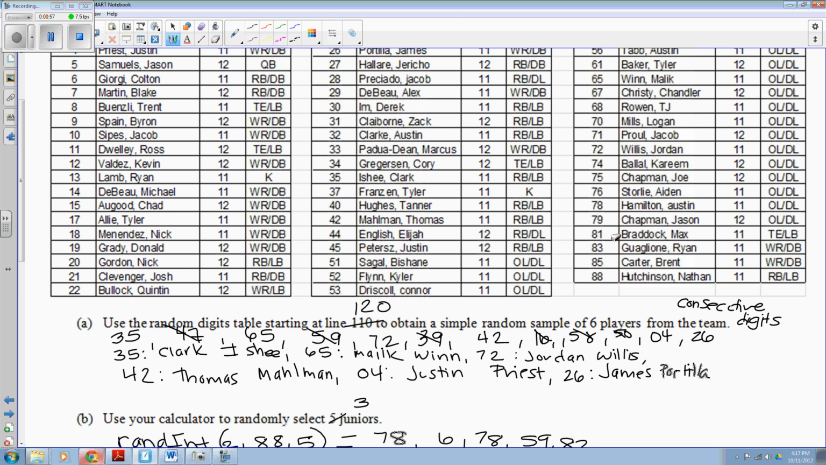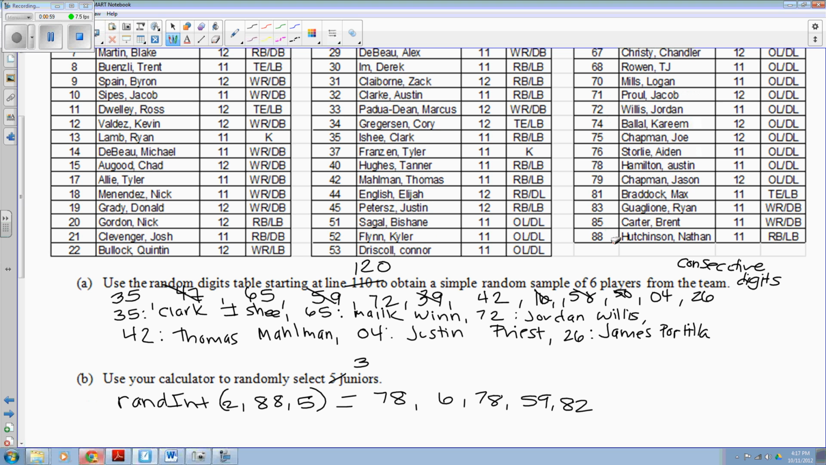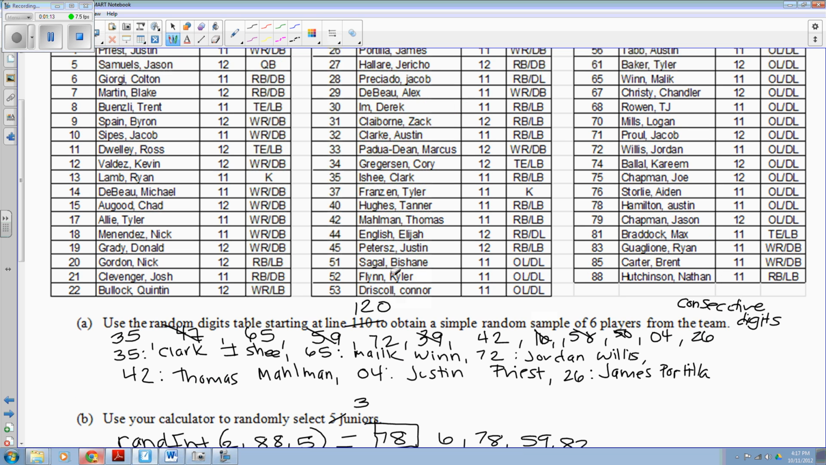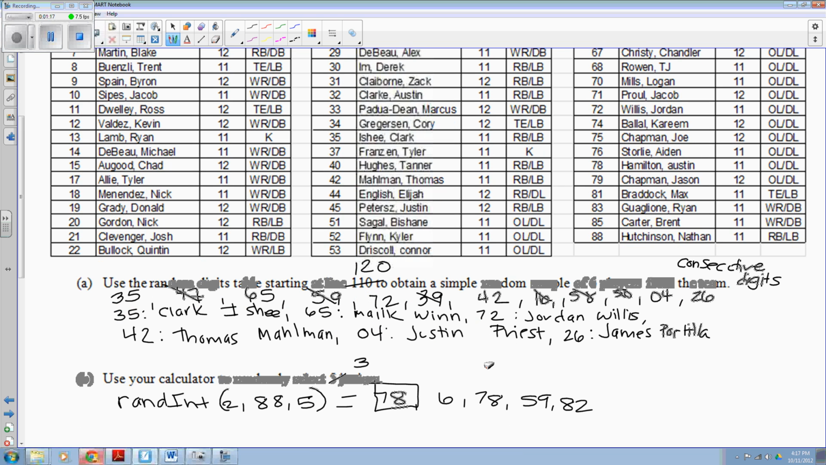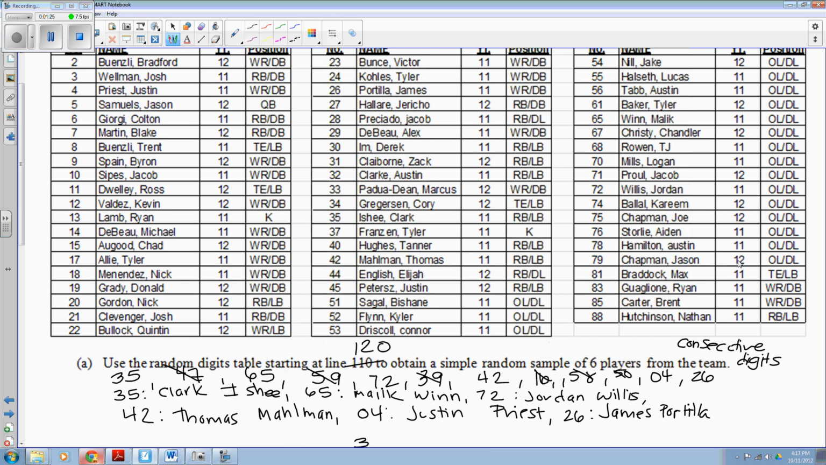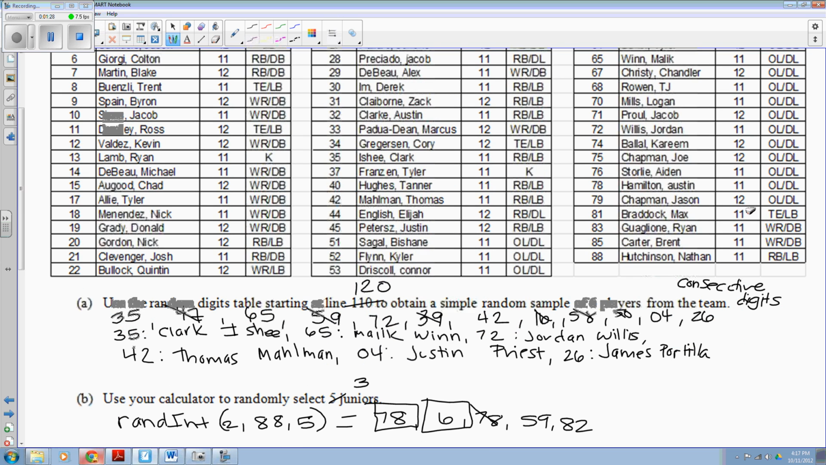So 78 works. That is a junior, so here's the first one I've got. Number 6 is a junior, so that works. Awesome, we've already got 2 down. And 78 is a repeat, so I don't want to use that. 59, we don't have, and then 82 I don't have.